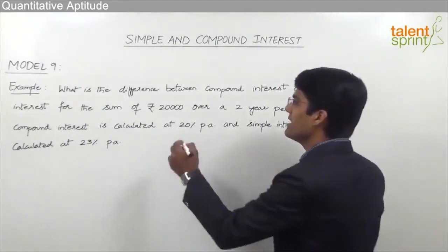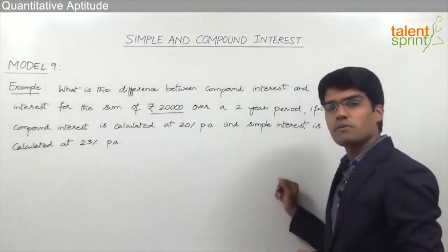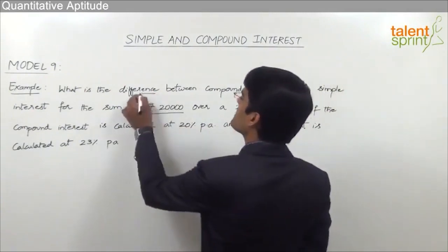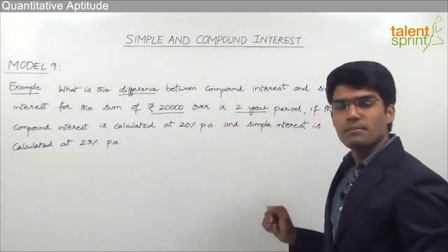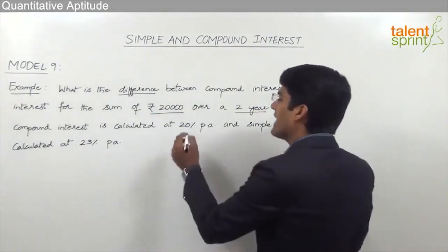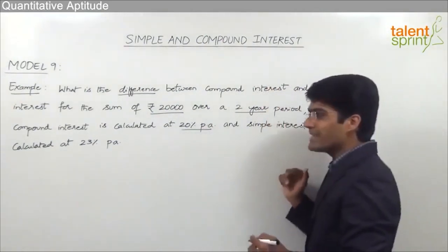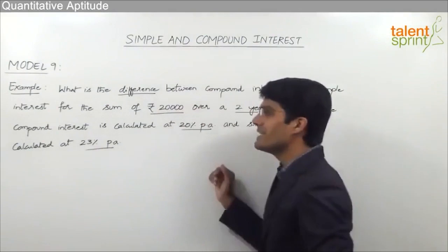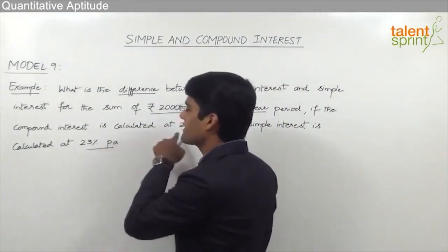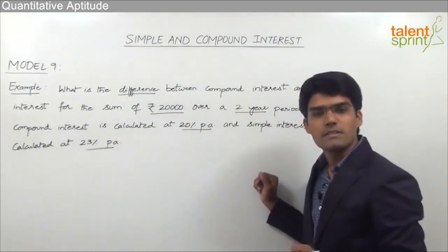So as you can see here, the principal amount is 20,000 rupees and the time period is 2 years, and we have to find out the difference between compound interest and simple interest. But the point here is compound interest is calculated at 20% per annum and simple interest is calculated at 23% per annum. That means the rate of compound interest and the rate of simple interest are different from each other.